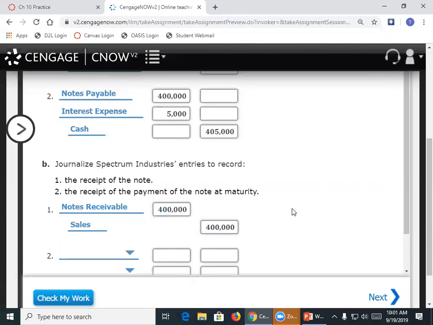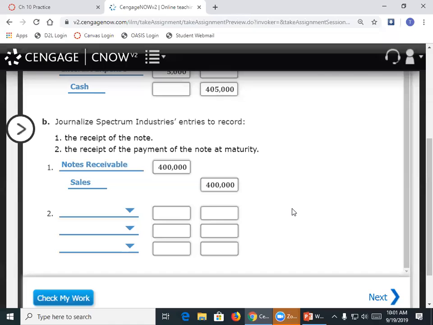So it's just kind of helpful to see both sides of it. And then when we pay them, so Spectrum Industries is now receiving payment, what would they debit and credit to receive the payment? Notes receivable, interest receivable, cash. Okay. What gets debited? That would be the notes receivable. Cash. Yeah, you got it.